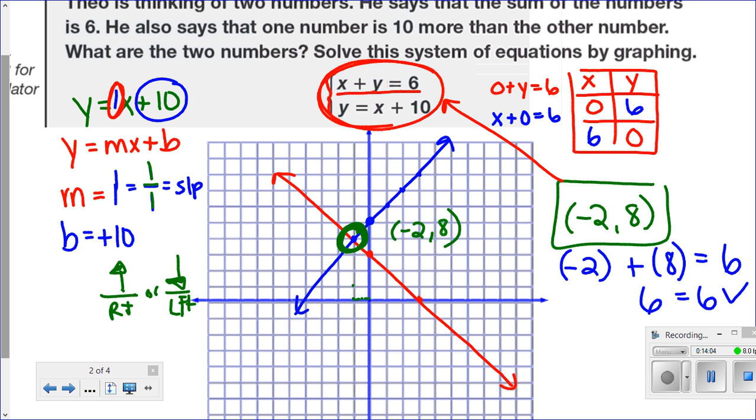Okay, for the second one, our y is 8. So 8 is equal to our x, negative 2, plus 10. Remember, when you add different sign numbers, you are going to subtract them and take the sign of the larger number. So you can see that this point satisfies both of those equations. So the numbers that Theo is thinking of are negative 2 and 8.